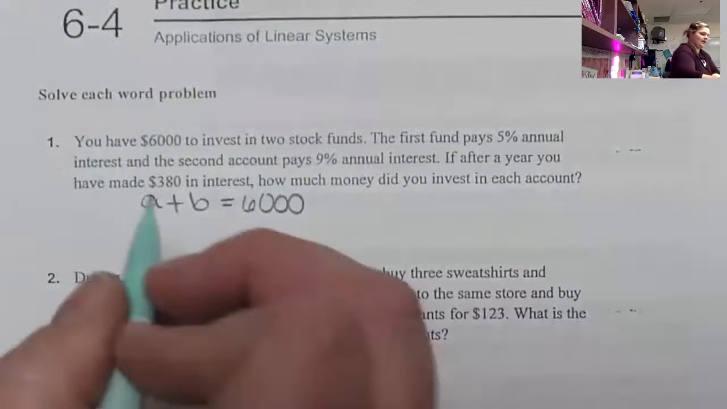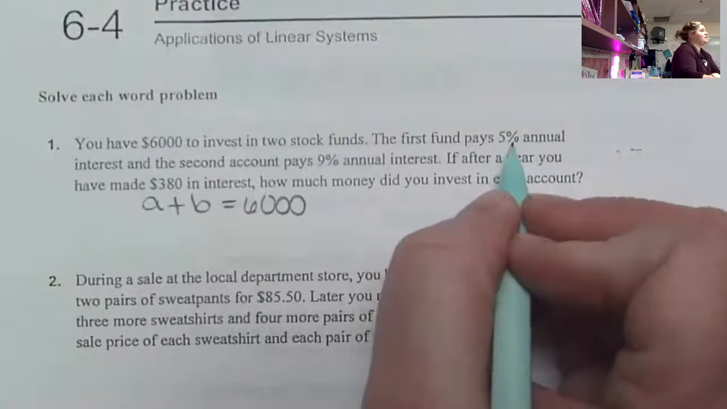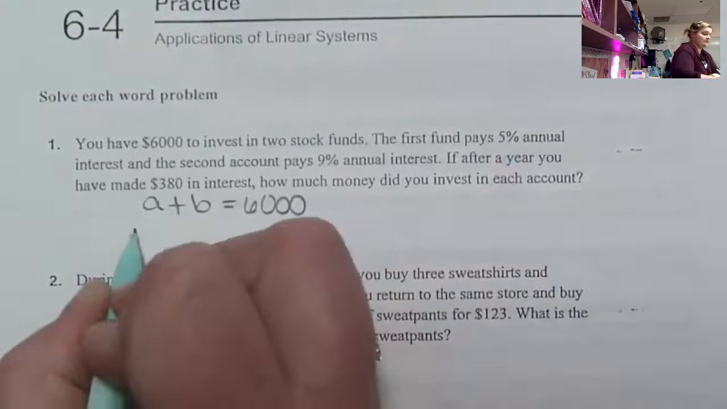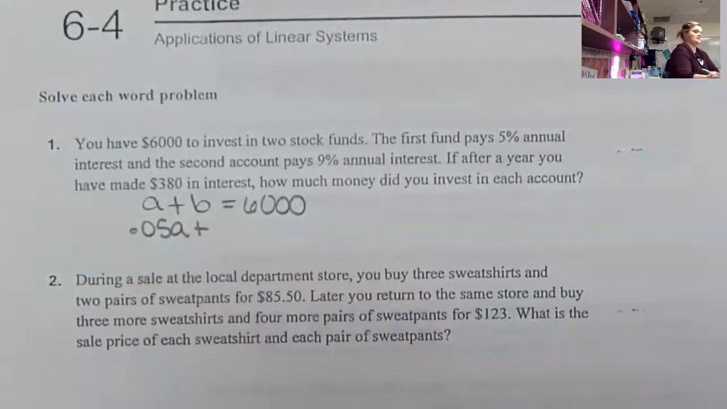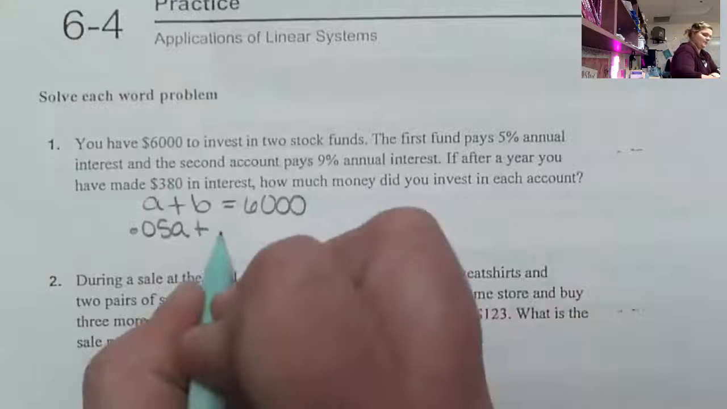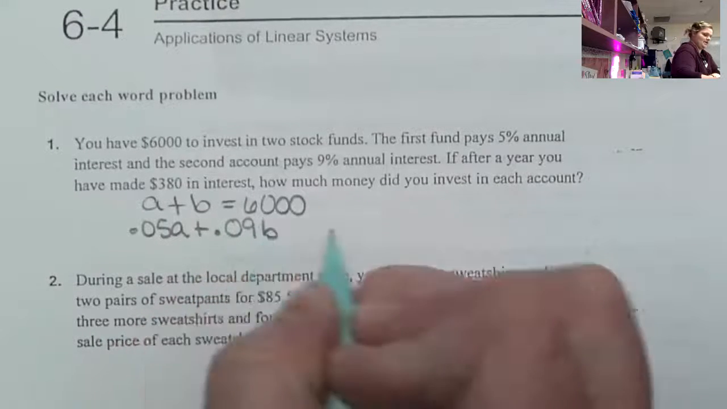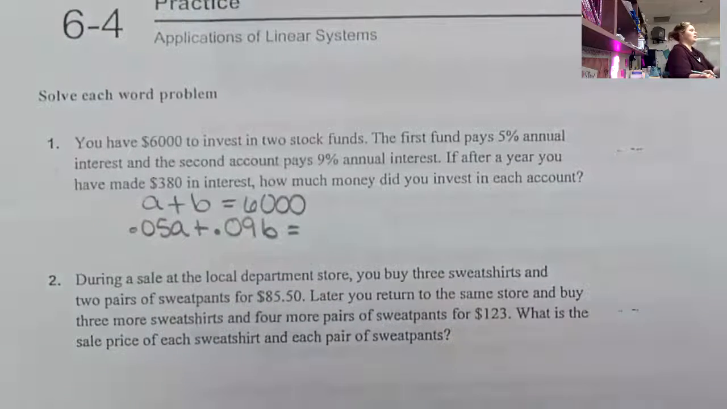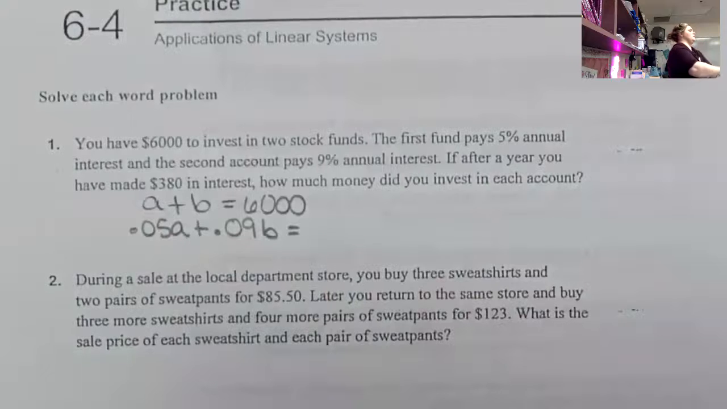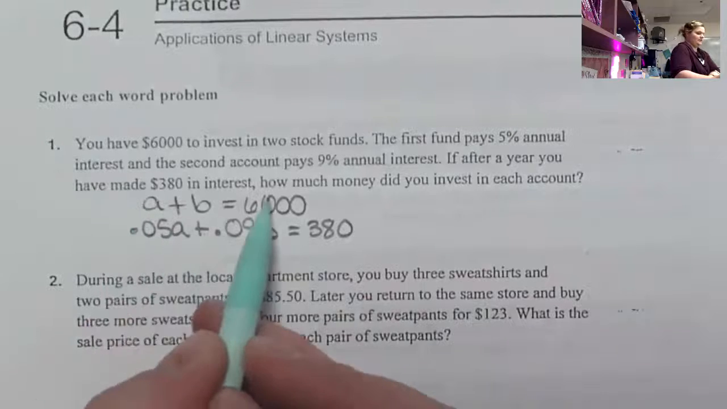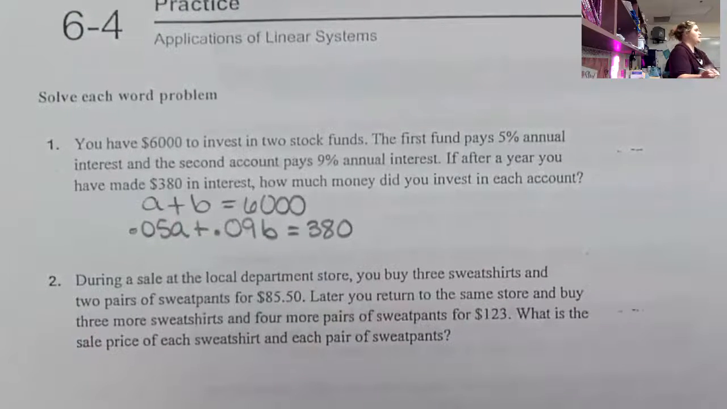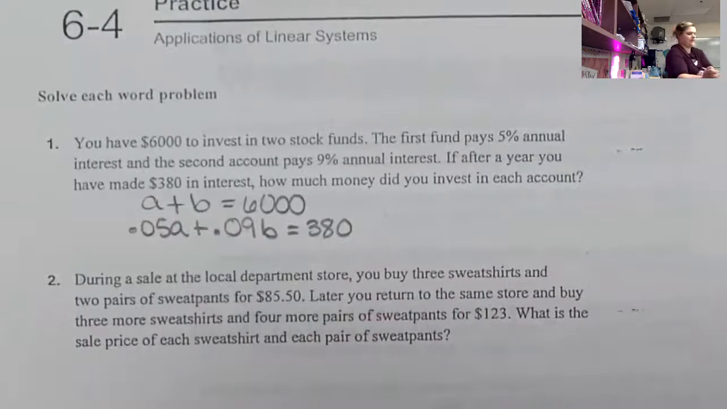Now, account A can earn that 5% interest. How do I write 5% as a decimal? 0.05, good, times A. Now we're just talking about interest, and B can make 9%, so 0.09 B equals how much interest did that make? 380, yep. So this is total money, this is interest, okay? Now we've set up a system of equations.